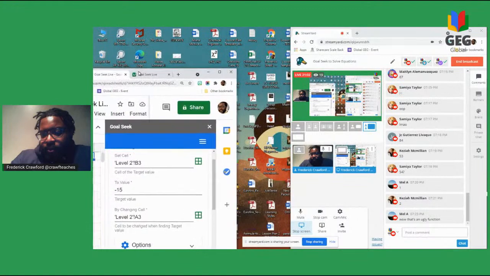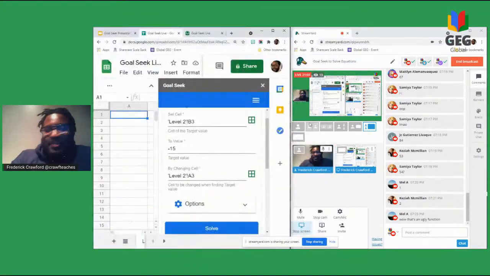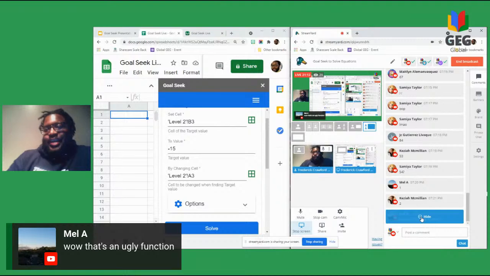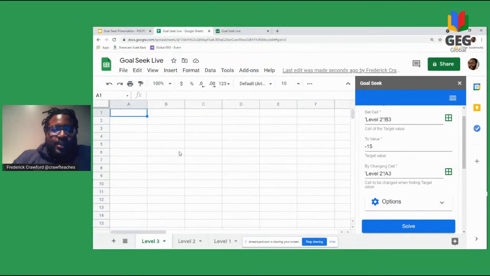Okay, it really is, Mel. It really is. I love it. That is a real ugly function. And that's what I wanted to do for the level 3. I'm going to go with 2. We're going to use 2 as a guess.